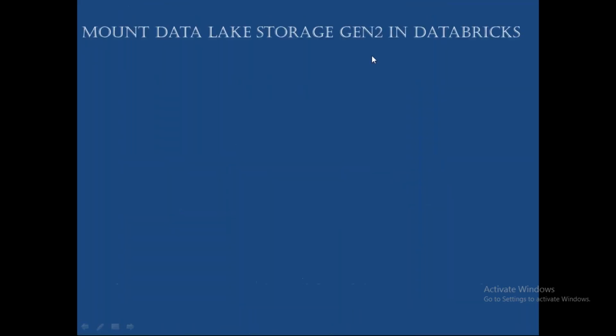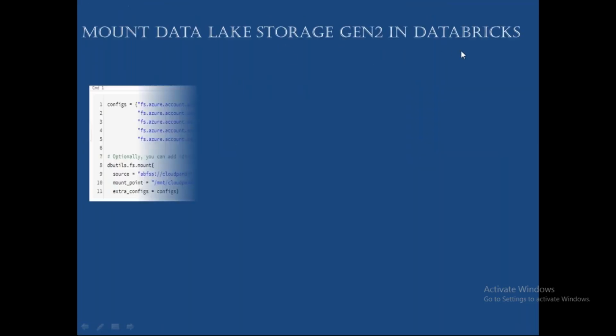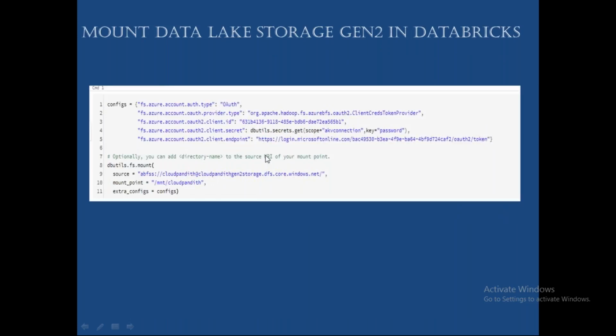Let's move on. See, now we mount the data lake storage in Databricks. This is how we have mounted, right? We have given the application ID here, then our secret name. This is your scope name, this is your secret name. Then here you can see this is our directory ID. Directory ID and application ID we provided directly, but the secret we are reading from the key vault.